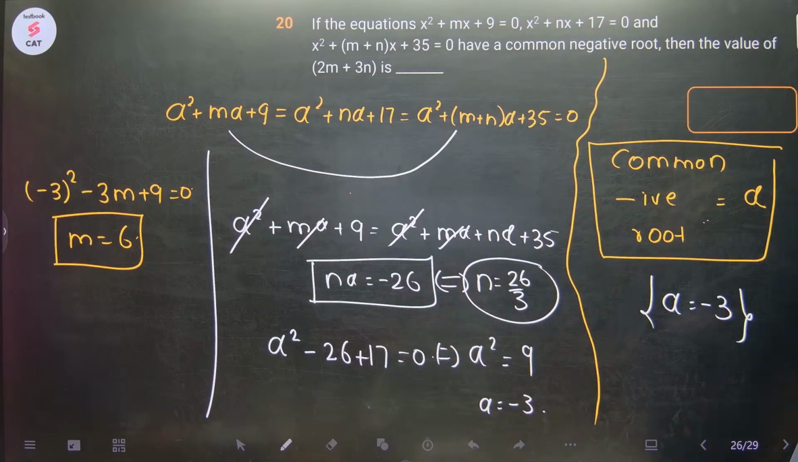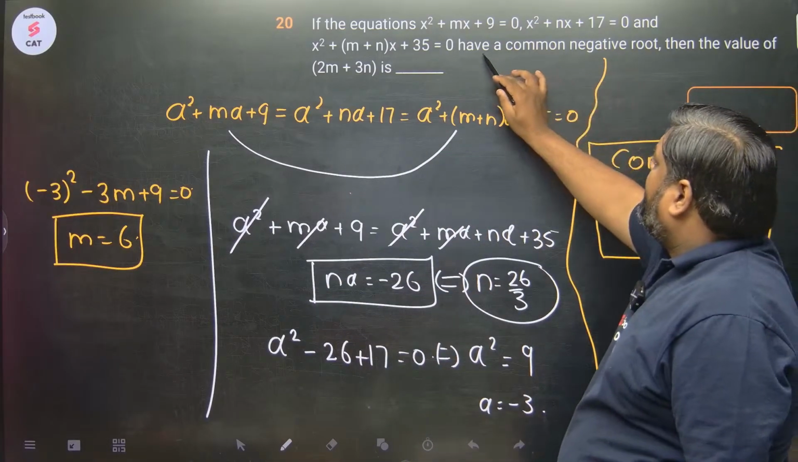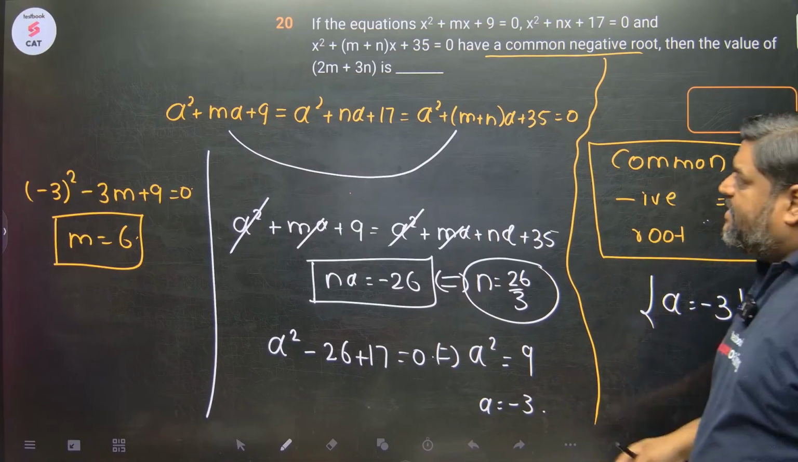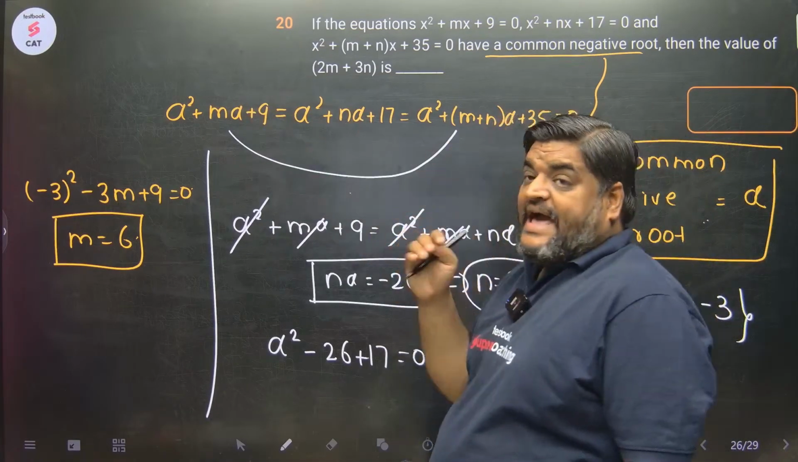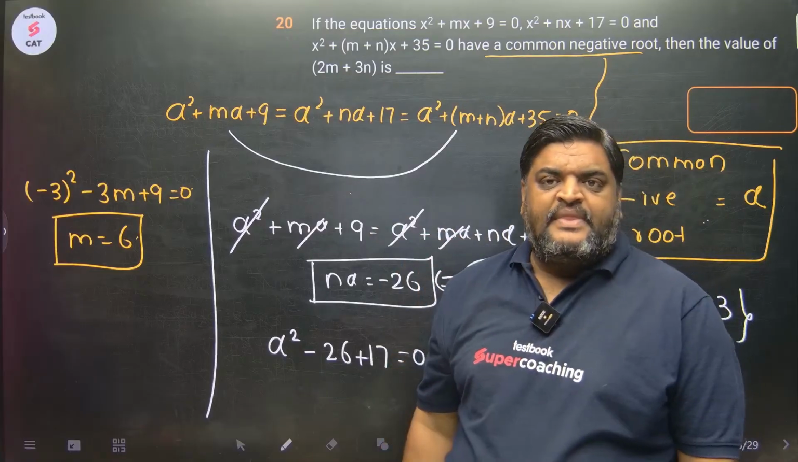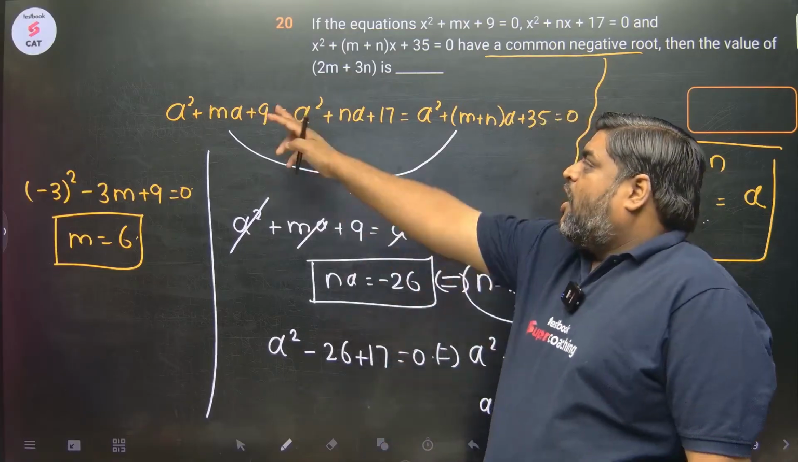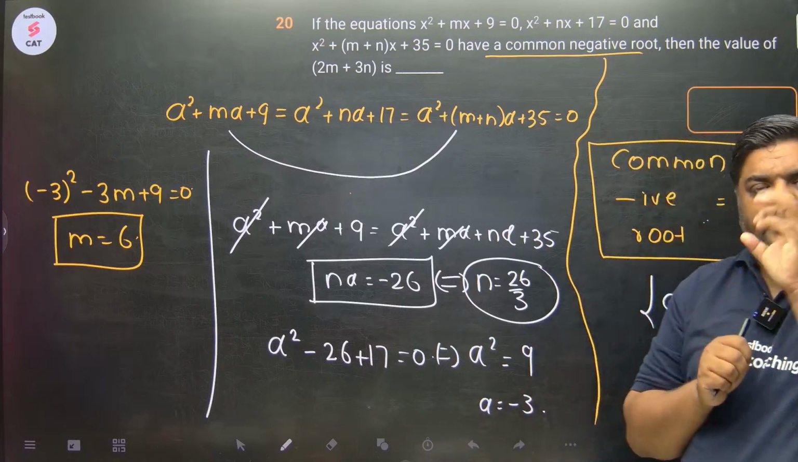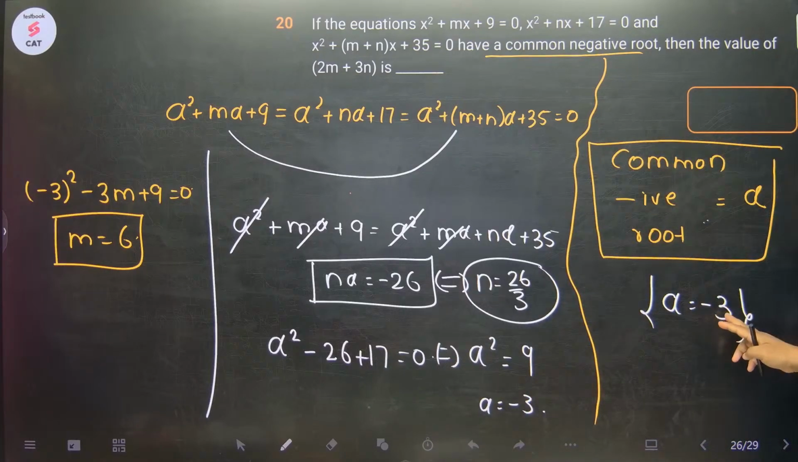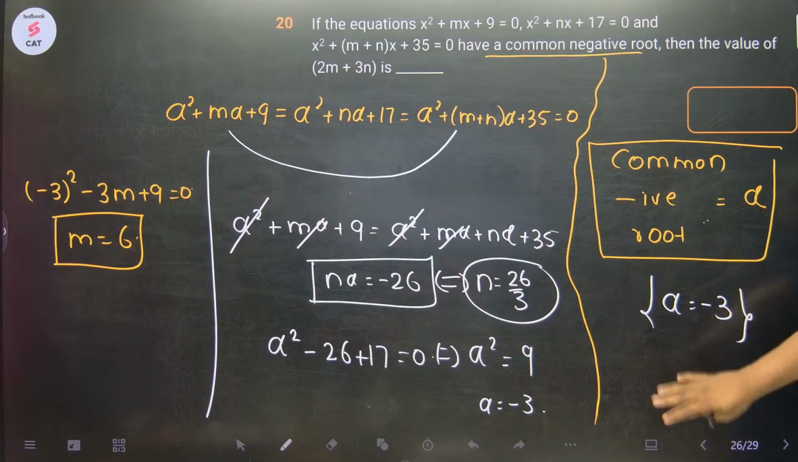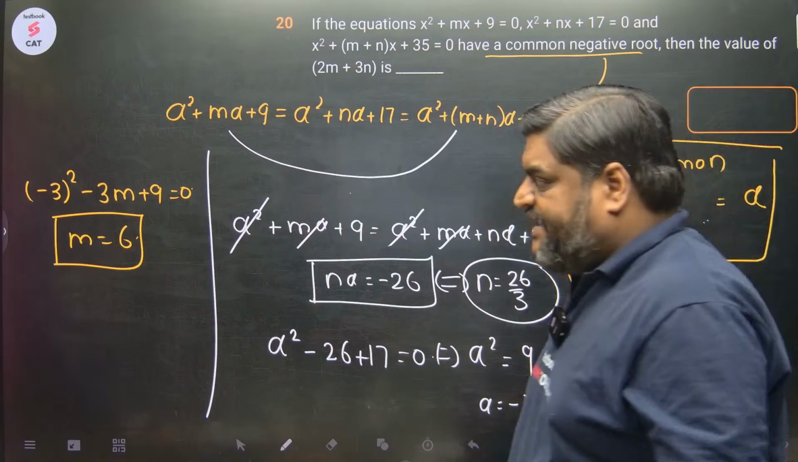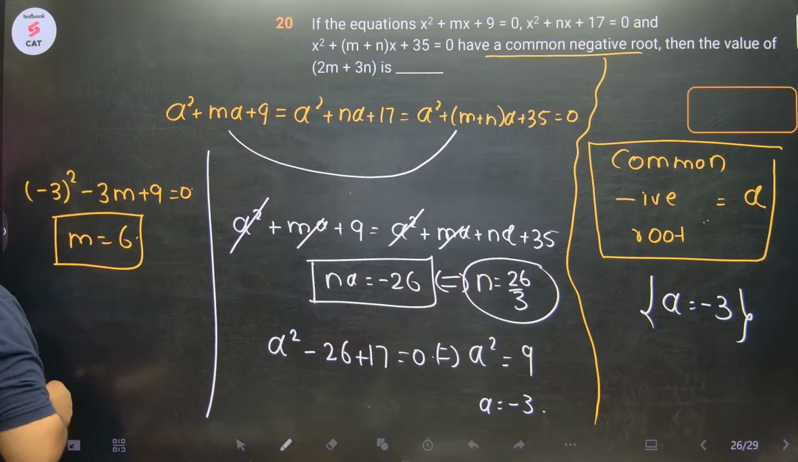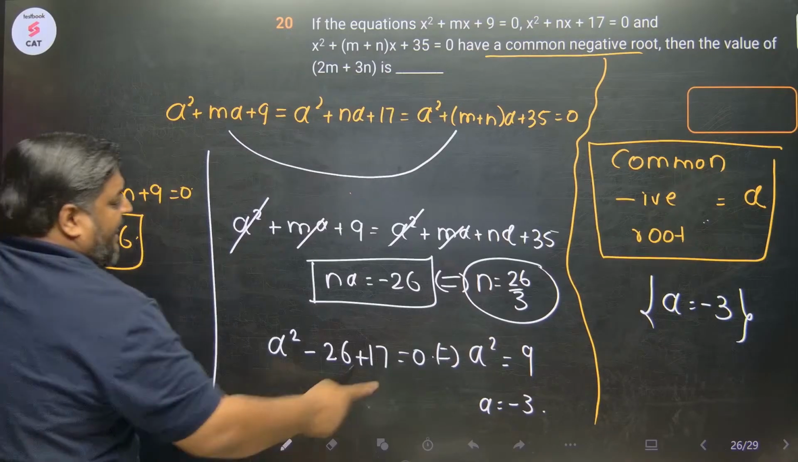I cannot use plus 3, because they have a common negative root, so the root that I can use in all three equations has to be a negative root. Arpit, the common root is negative. So alpha's value is plus 3 and minus 3, but I cannot use plus 3. The root I need, which can be used in all three, is minus 3. So I used minus 3 over here. I got m as 6, and n we already have.